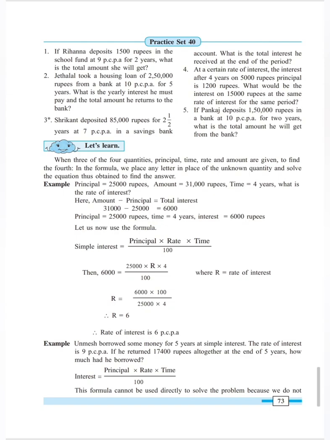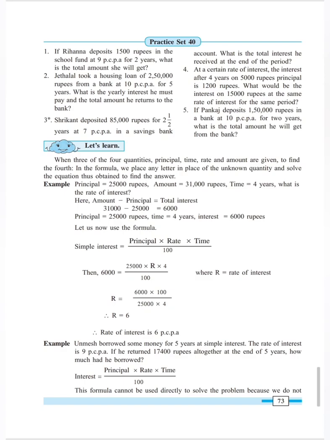1 upon R is equal to 25,000 multiplied by 4 upon 100 into 6,000. Okay, 1 upon R is equal to 25,000 multiplied by 4 upon 6,000 into 100. But we want the value of R. So if we are bringing R from denominator to numerator, that means we are taking upside down the values present at the left hand side of the is equal to sign.